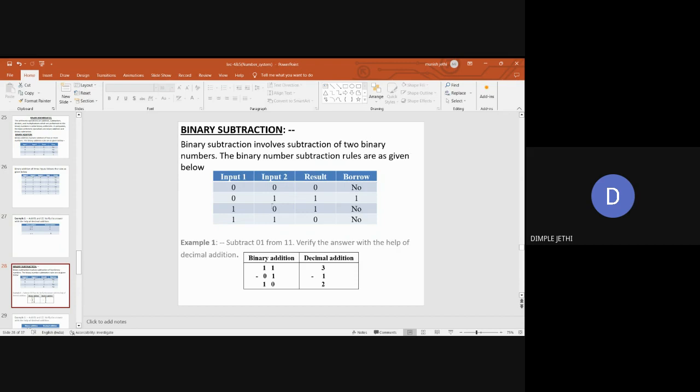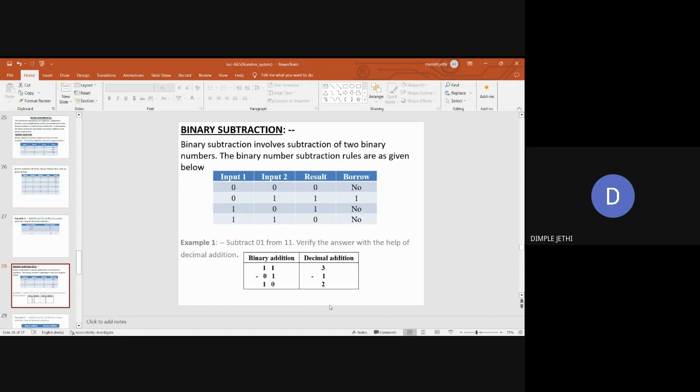Same way, you have to subtract 1 from 0. So obviously, the answer will be 1 and it will borrow 1, because obviously 1 cannot be subtracted from 0. A bigger number cannot be subtracted, so there will be 1 borrow. 1 minus 0 is 1, no borrow. And 1 minus 1 is 0, no borrow. In addition we see sum and carry; in subtraction we see result and borrow with two digits. So here 1 minus 1 is 0, 1 minus 0 is 1. Then I can check my answer if I convert it into decimal. Clear?